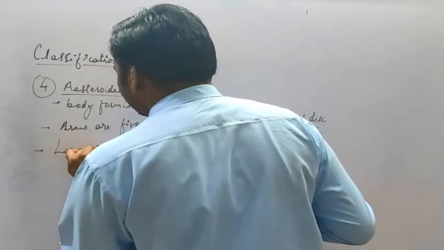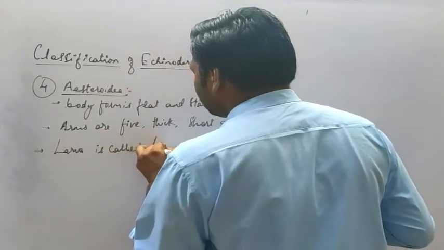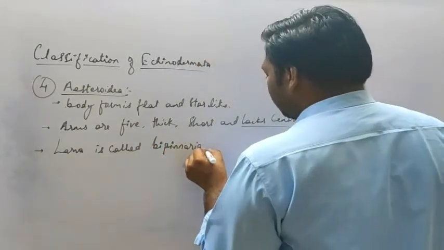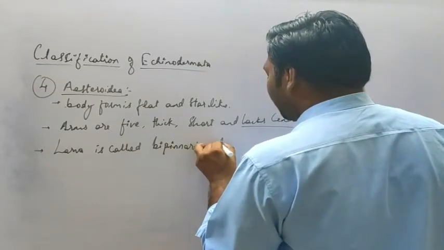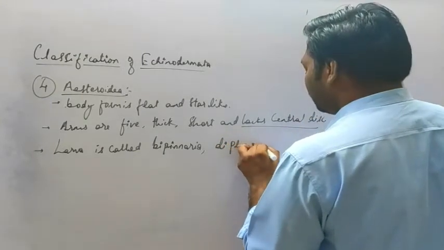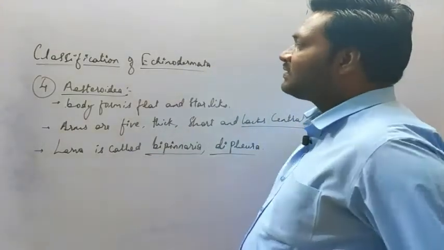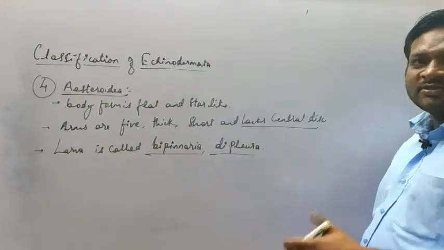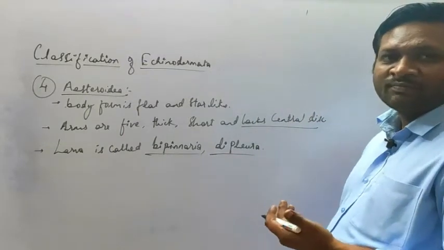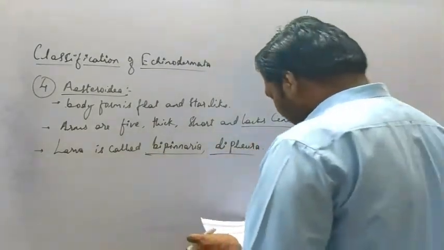The larva is called bipinnaria, or brachiolaria. Okay, those are the larval names. So these are the larvae formed in this class. They have five arms, and they are similar to the starfish but lack the central disc. The larval stage formed after fertilization is of the bipinnaria type and the brachiolaria type.